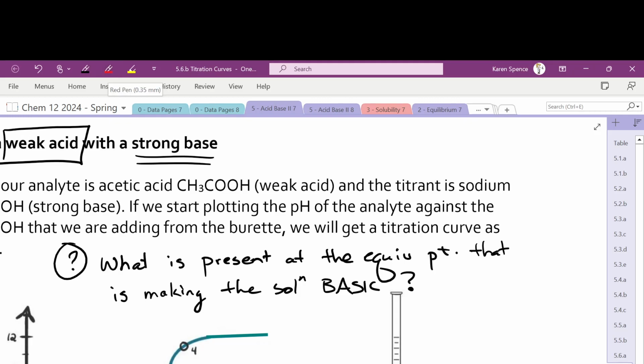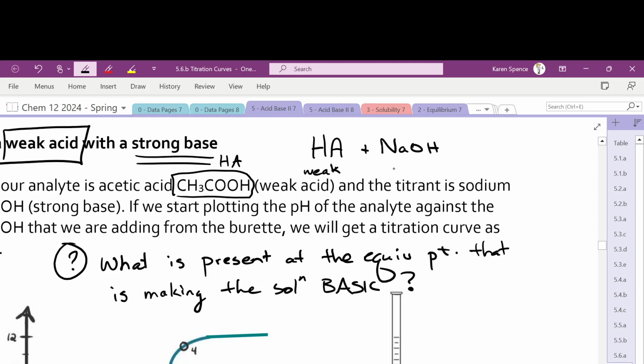And to get you thinking about that, if you're having any trouble, I'm going to write a little equation here. Just to make it shorter, I'm going to write HA instead of CH3COOH. So I have HA plus NaOH, and this is our weak acid, and this is our strong base.